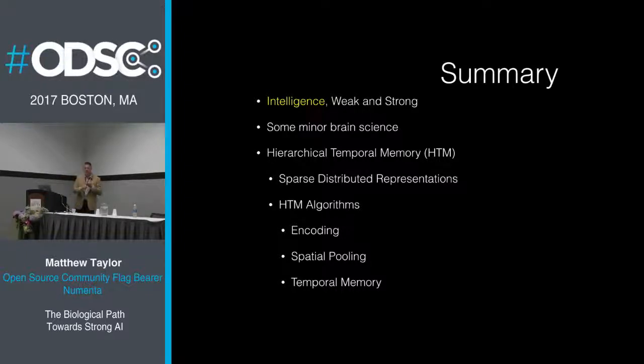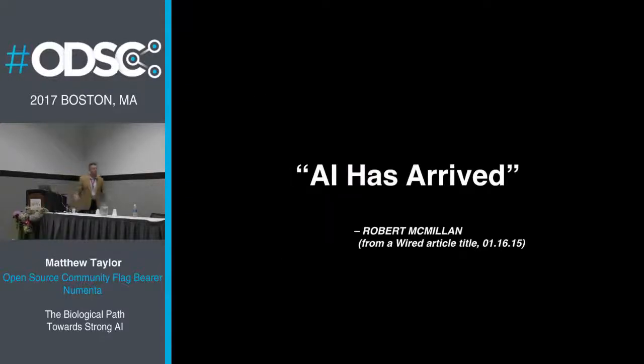So I'm going to give you some context first. I'm going to talk about intelligence at a high level, strong versus weak intelligence, and then we're going to talk about some minor brain science. We won't get too crazy, which will introduce the concept of hierarchical temporal memory. Has anyone ever heard of this, HTM, hierarchical temporal memory? Great. So I'm going to describe that, the key concepts behind this theory of intelligence, and describe how the algorithms work with visualizations. But first, about intelligence.